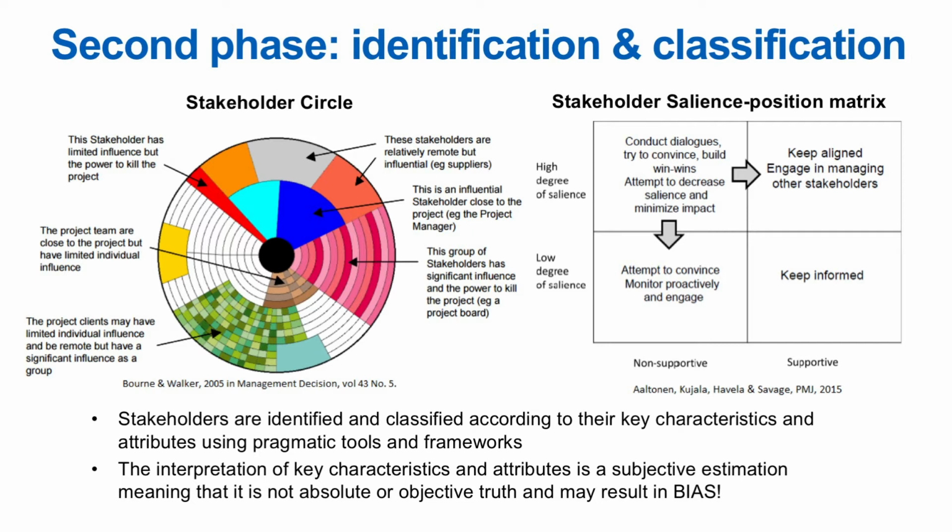In second phase, based on the gathered data, stakeholders are identified and classified according to their key characteristics and attributes, using one or more pragmatic tools or frameworks. These key characteristics or attributes may include stakeholders' interest level, power level, or salience, for instance. But remember, the interpretation of key characteristics and attributes is a subjective estimation, meaning that it is not absolute or objective truth and may result in bias.